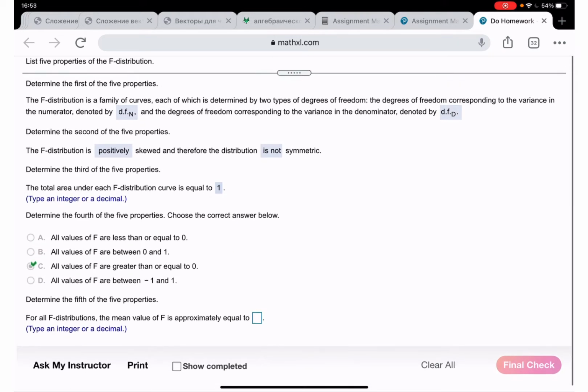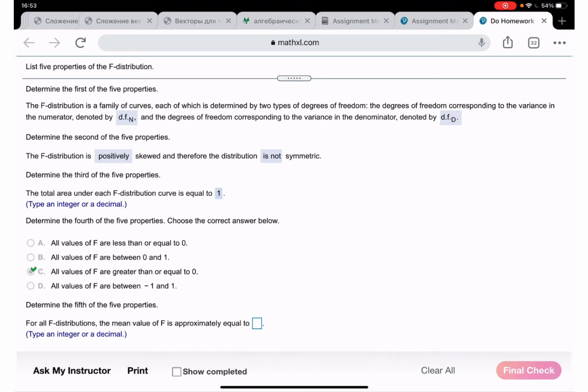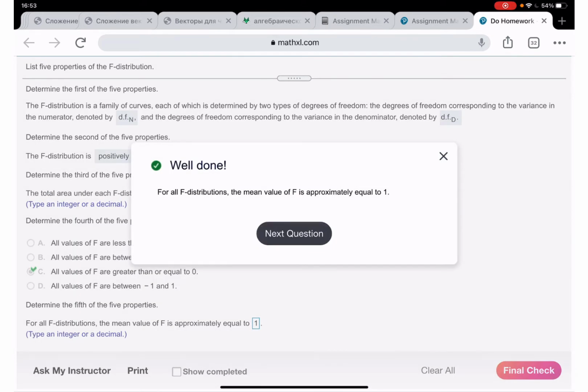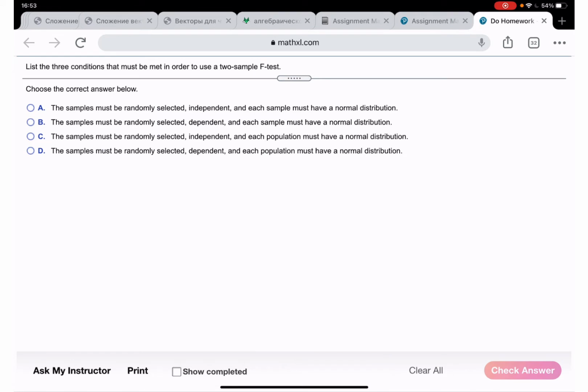And determine the fifth one. For all F distributions, the mean value of F is approximately, now that's a different story, 1. Moving to the next question.